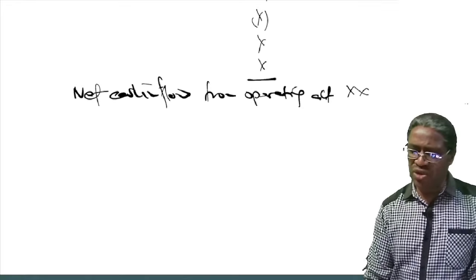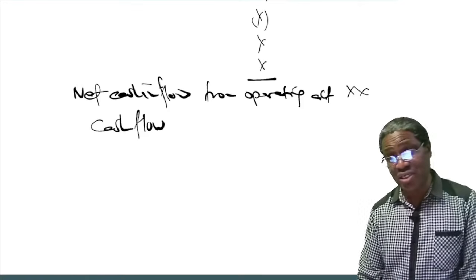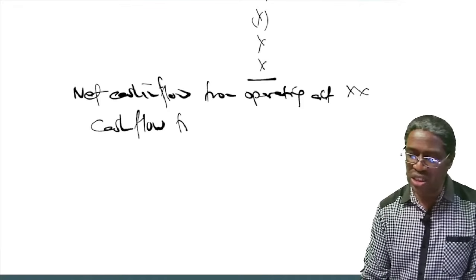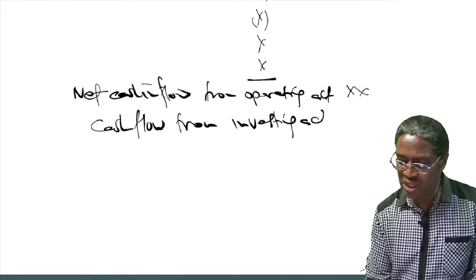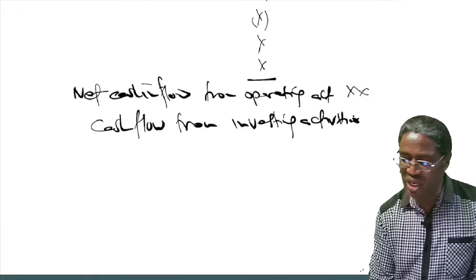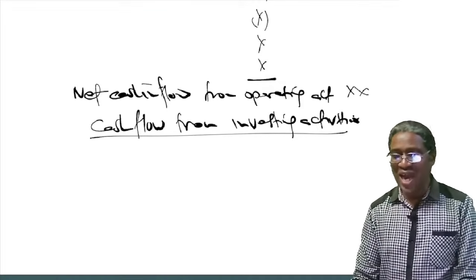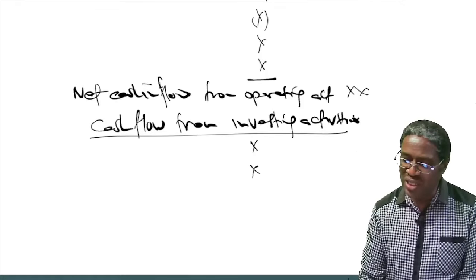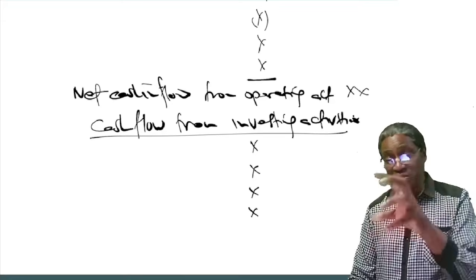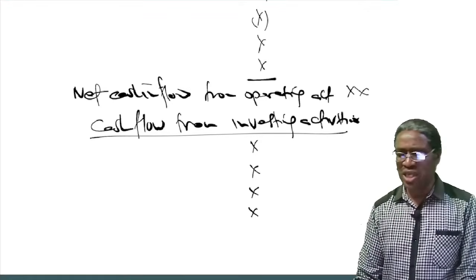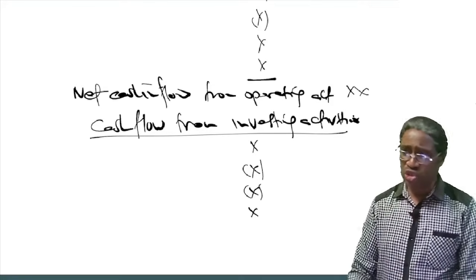After you have identified your cash flows from operating activities, you come to the second category of cash flows, and that is cash flows from investing activities. Again, go through the question and identify what the cash flows from investing activities are for that business. Again, some would be positive, some would be negative. Good.